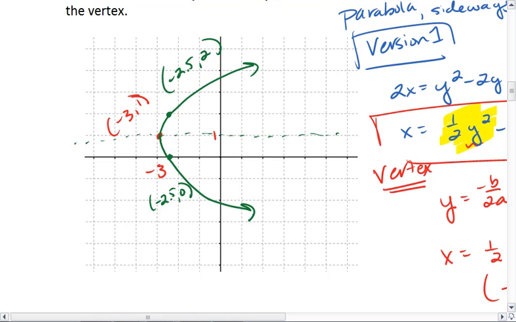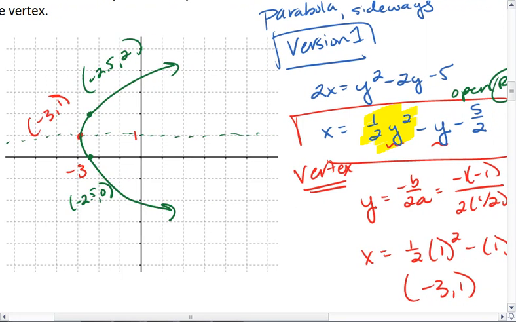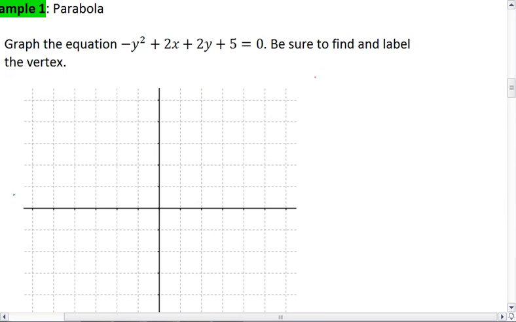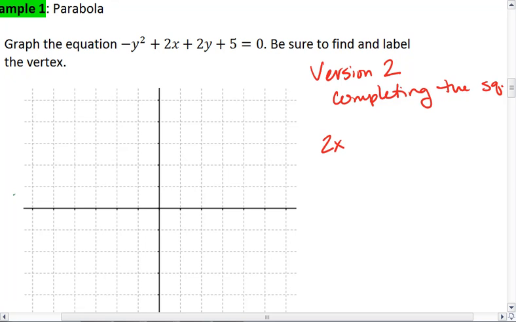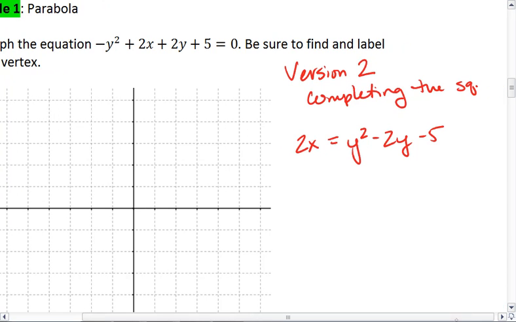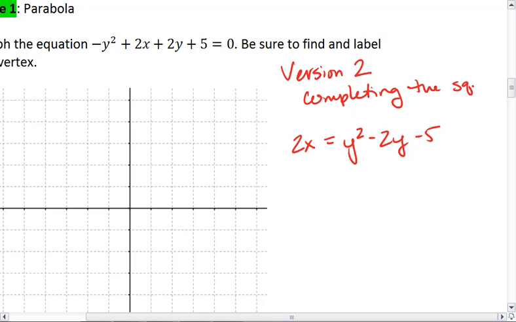There is a second way to solve for this graph, and I want to look at that one as well. The second method is version 2 of the equations we saw above, and it involves completing the square. So what I would do is, again, get your x on one side and get y squared and y on the other. I'd go ahead and leave that coefficient in front of x for now, because what we're really concerned about is this y squared and this y term.